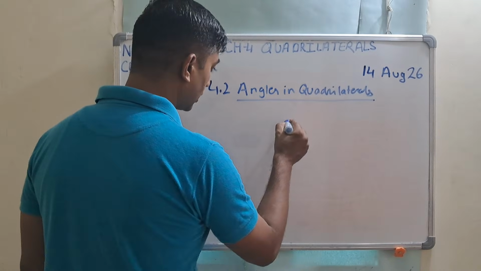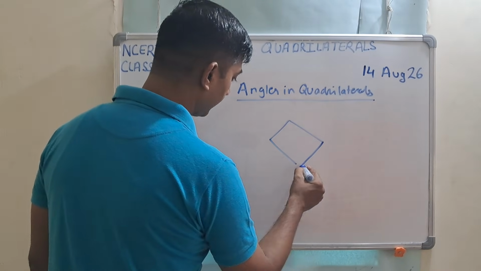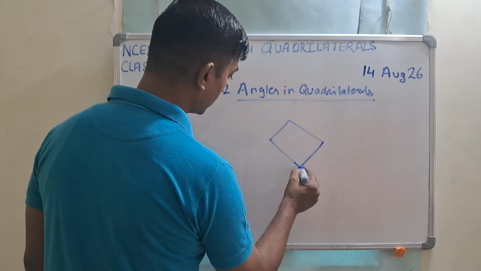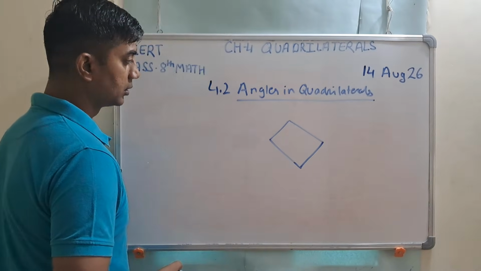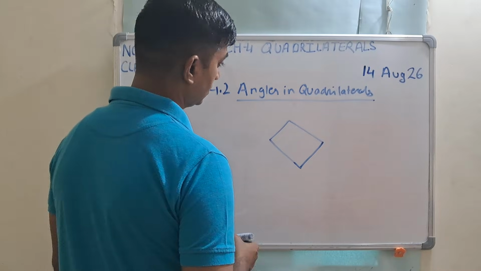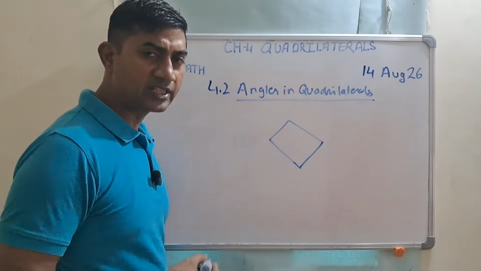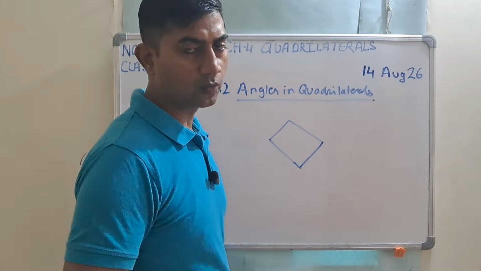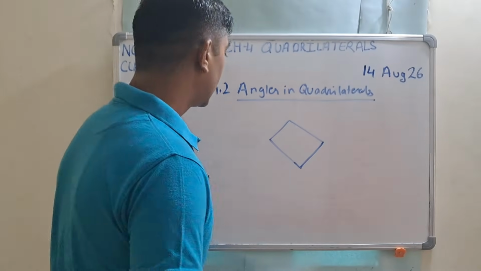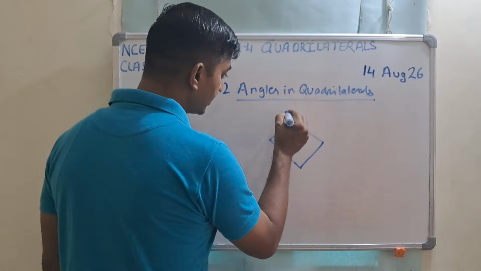Now see, if this is a quadrilateral. Before that, they have given us a situation. Let's discuss that situation and imagine what is possible. They have given us a situation that this is a quadrilateral.